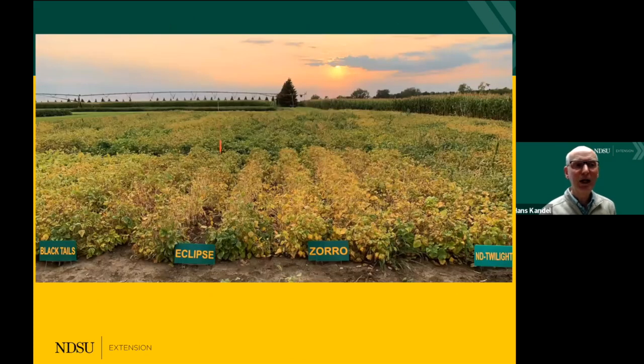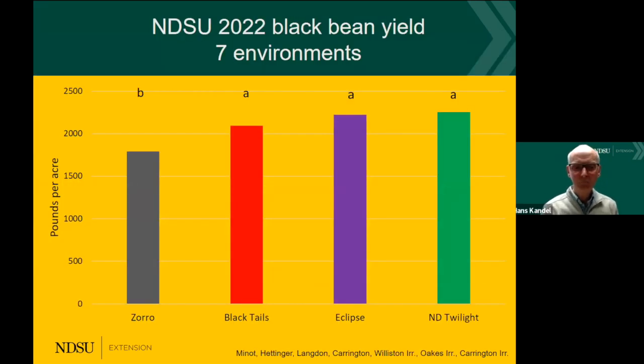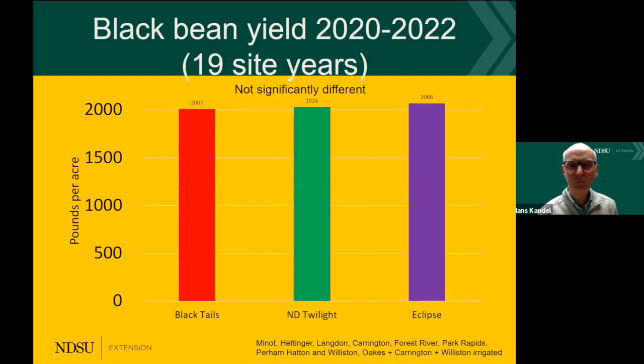Then if we just look at the blacks, you will see that with the black beans, this one is over the last 7 environments. You can see that Twilight and Black Tails and Eclipse all have an A, and the Zorro had a B, indicating that those 3 over those environments were similar. The last slide for this presentation will be looking at 19 site years, and you can see that there was no difference between Blacktails, Twilight, and Eclipse. So those are the black bean data.